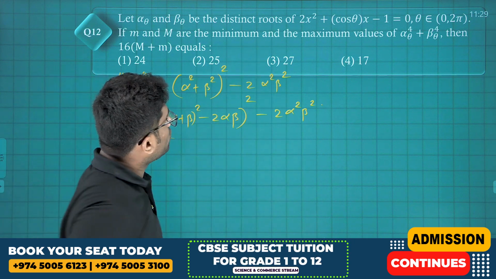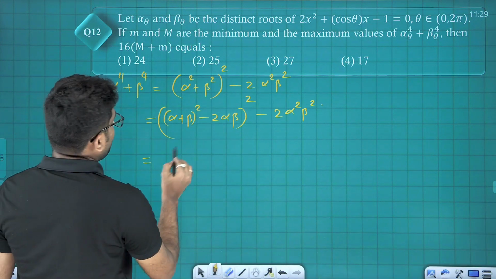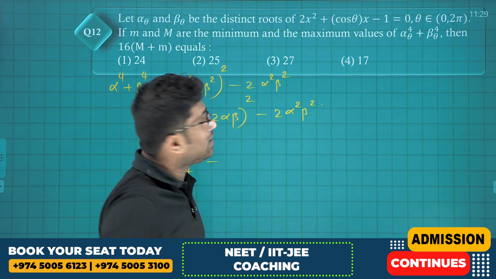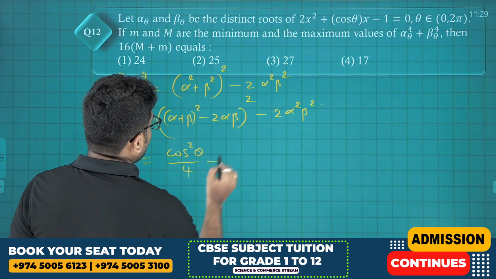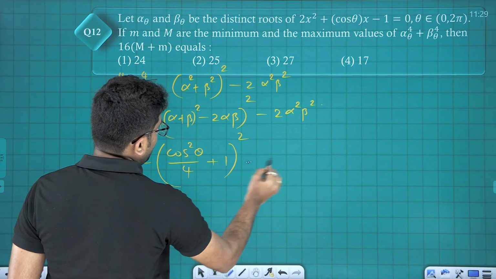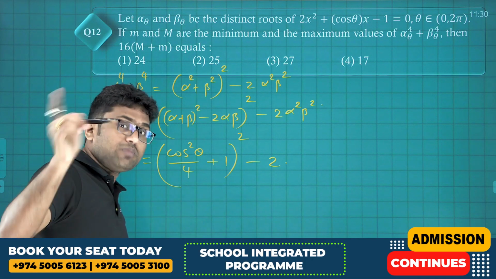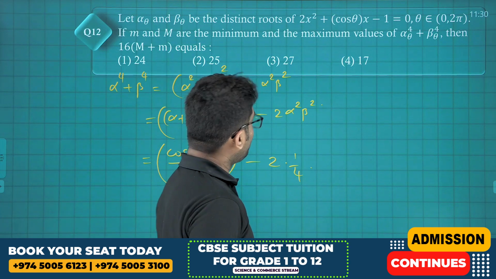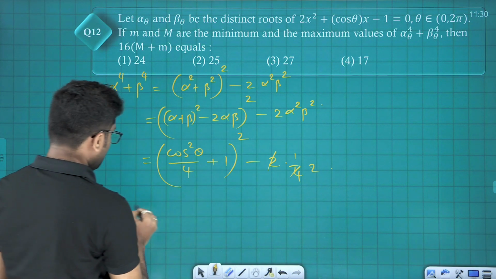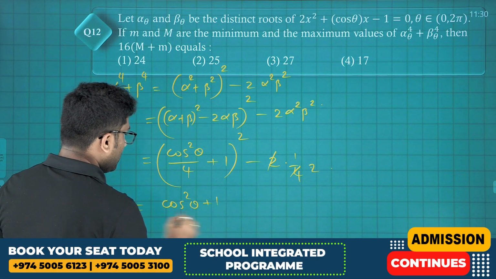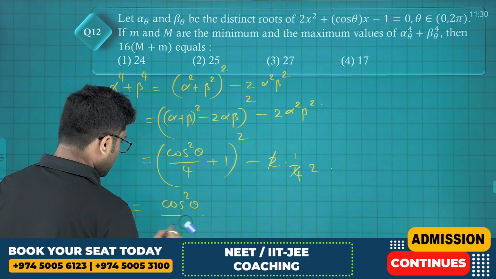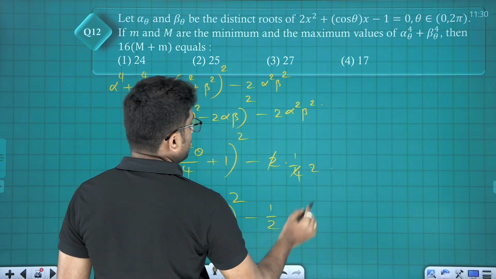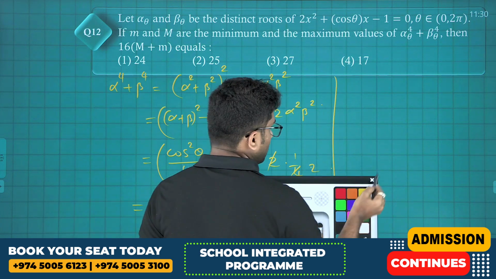What is the sum of the roots? Sum of the roots is minus b by a, that is cos theta by 2. Cos theta by 2 whole square is cos square theta by 4, minus 2 into alpha beta, which is minus 1 by 2, so minus 2 into minus 1 by 2 is plus 1, for this whole square, minus 2 into alpha square beta square, alpha beta is minus 1 by 2, whole square means 1 by 4. Correct only, no? So finally cos square theta by 4 plus 1 whole square minus 1 by 2. Now what is the minimum of this?